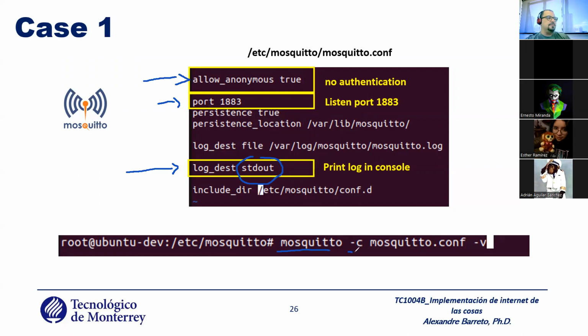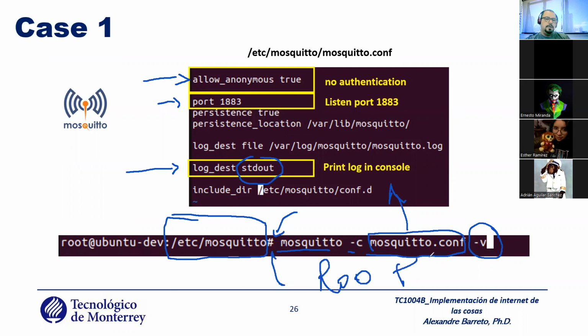And to run, it's very easy. You run mosquitto -c, the name of the config file, okay, this file here, and -v to print the messages in the console. A very important piece of information: you need to be in the etc mosquitto directory, and you need to be root or superuser. Okay, it's the only thing that you need to do in Mosquitto on the server side. Any question?